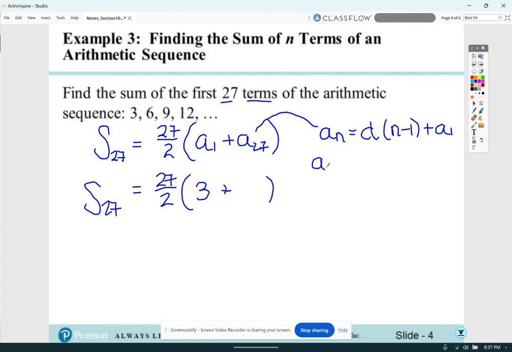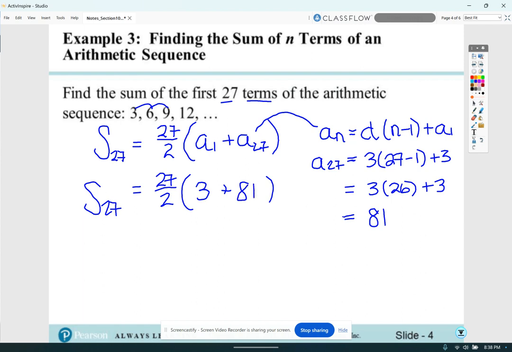So for this, I want to find the 27th term of that sequence. The common difference here is 3, because we're adding 3 each time to go from one term to the next. n minus 1 will be 27 minus 1, plus a sub 1, which is 3. So I'm going to start with the number 3, and add 3 to it 26 times to get the 27th term of the sequence, which ends up being 81. So 81 is my 27th term.